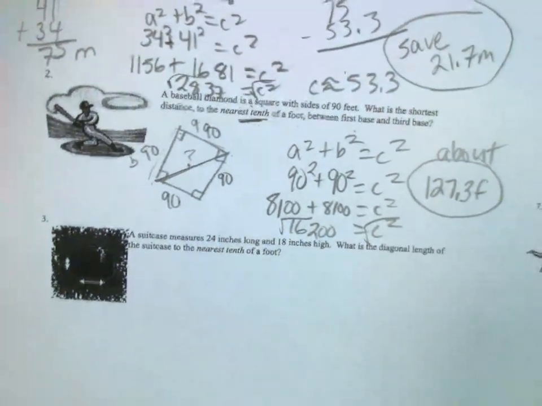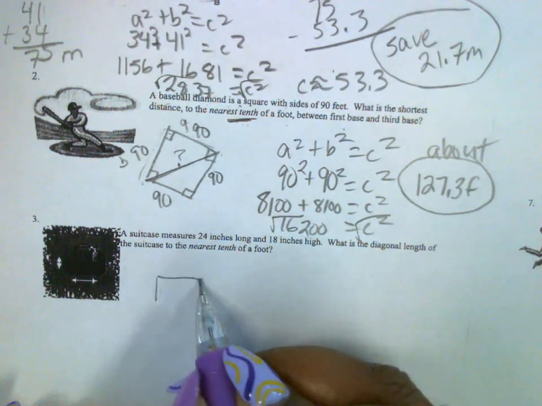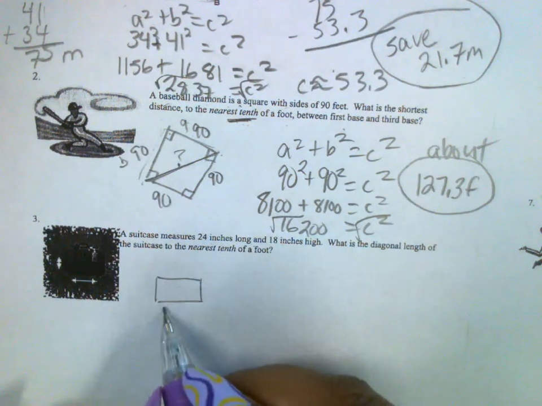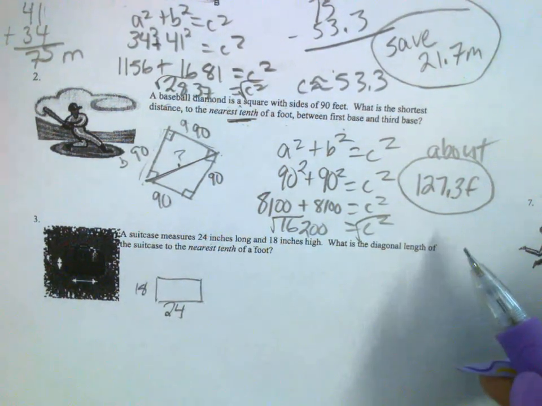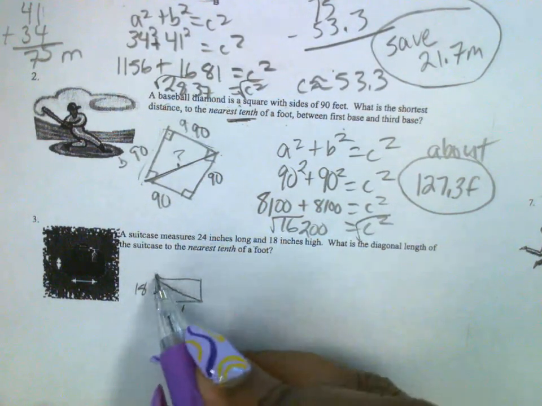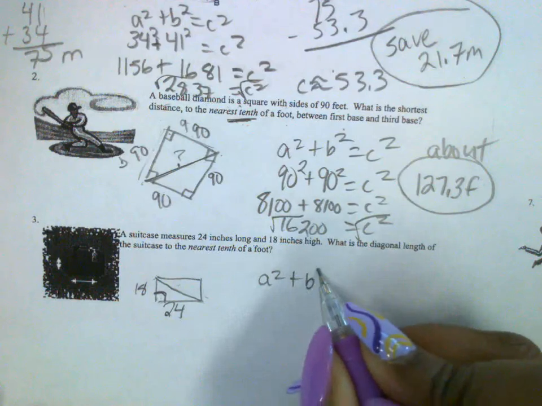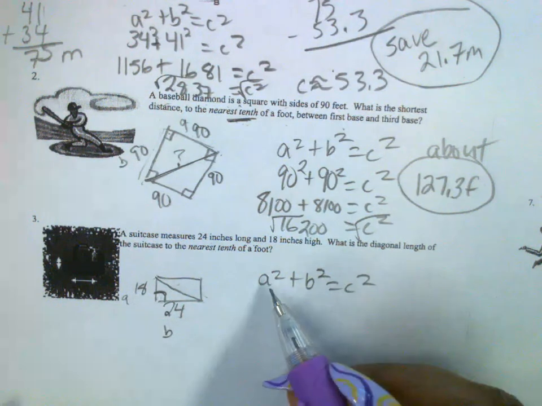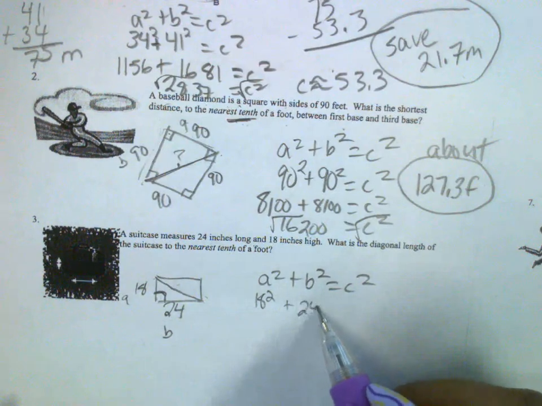All right, let's look at number 3. A suitcase measures, and don't forget that a suitcase is like a rectangle. Suitcase measures 24 long and 18 high. So this is 24 long and 18 in height if you stand it up. What is the diagonal? So this is the diagonal. So again, this is a right triangle. C is missing. This is the slanted side opposite of the right angle. So you're going to use Pythagorean Theorem. A squared plus B squared equals C squared. This is A and this is B. So we're going to plug in. We got 18 here and you got 24 here.